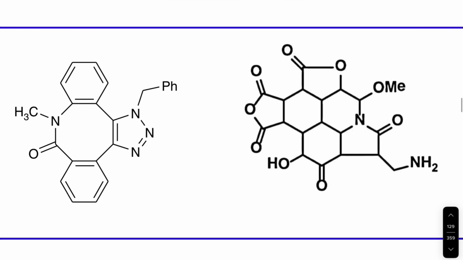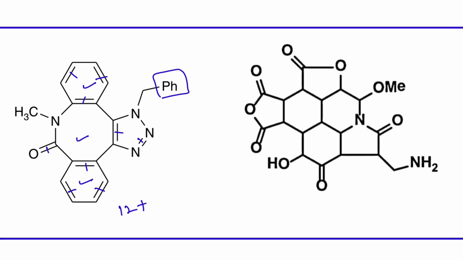And the next example, same procedure, first number of pi bonds. Be very careful here. Phenyl ring abbreviation is given. So 1, 2, 3, 4, 5, 6, 7, 8, 9 plus phenyl ring 3. 9 plus 3, that is 12. Now we are counting rings 1, 2, 3, 4 and 5. So 12 plus 5, 17.